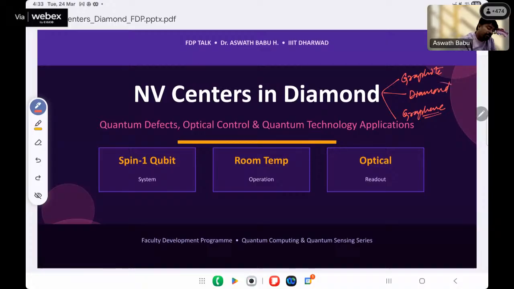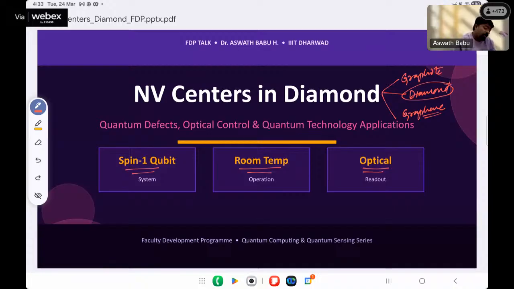So the most important thing is diamond. It has the tetrahedral structure we discussed earlier for silicon. The same thing is here for the carbon in the diamond. We can realize a single qubit out of it. Interestingly, we can realize a room temperature qubit, and we can read the superposition state of that qubit using light.